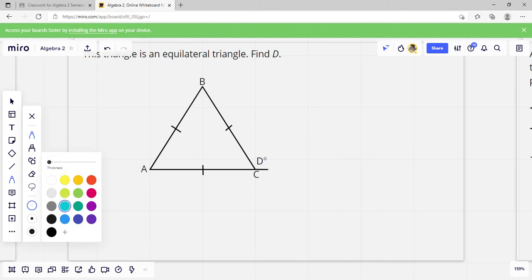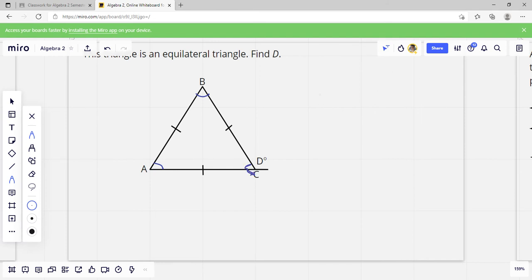Okay, so we know when we have an equilateral triangle that all of these have to be equal to each other. All of these angles are equal to each other. Now this angle right here is C. Okay, they all have to add up together to make 180. So we have 180 divided by 3 angles. And that would be 60. So that means B equals 60, A equals 60, and C is also equal to 60.